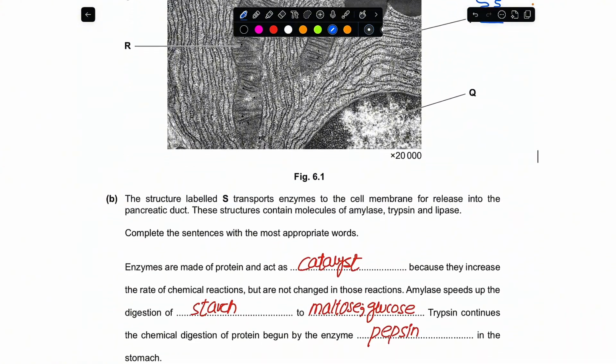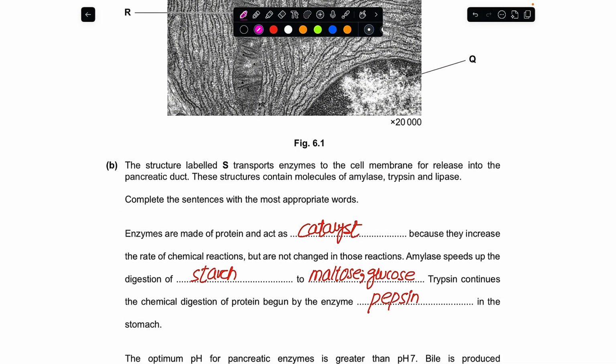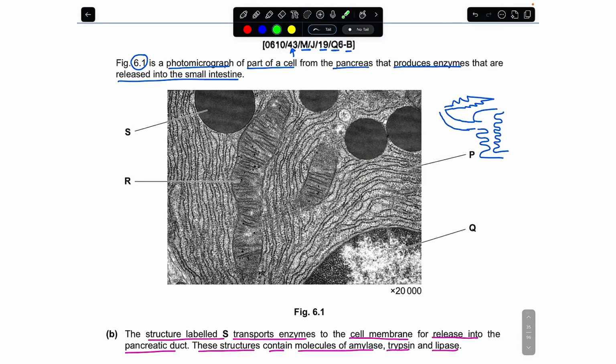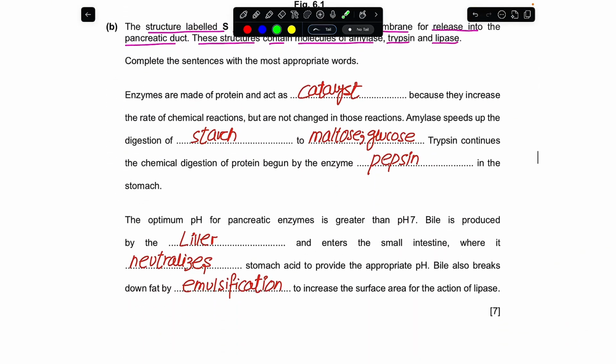If we just look toward its B part, what they are telling us is that the structure labeled S transports enzymes to the cell membrane for release into the pancreatic duct, and these structures contain molecules of amylase, trypsin, and lipases. So once the enzymes are produced within the pancreatic cells, these structures labeled as S would contain the amylase, the trypsin enzyme, or the lipase enzymes, and that would be released into the pancreatic duct and ultimately it would carry it to the small intestines. Let us see what the examiner wants us to do.